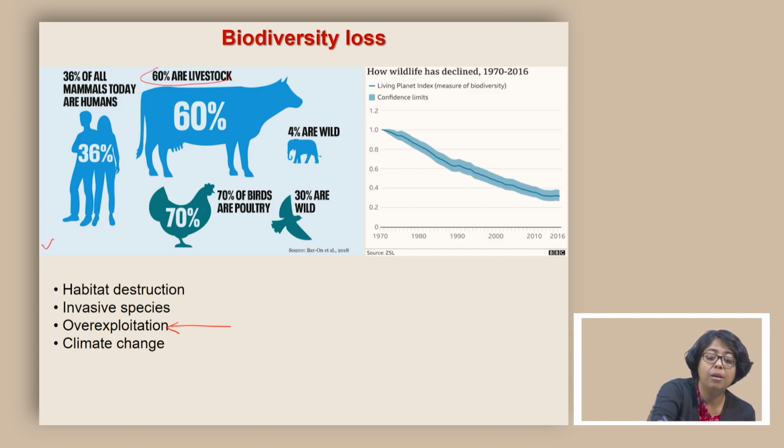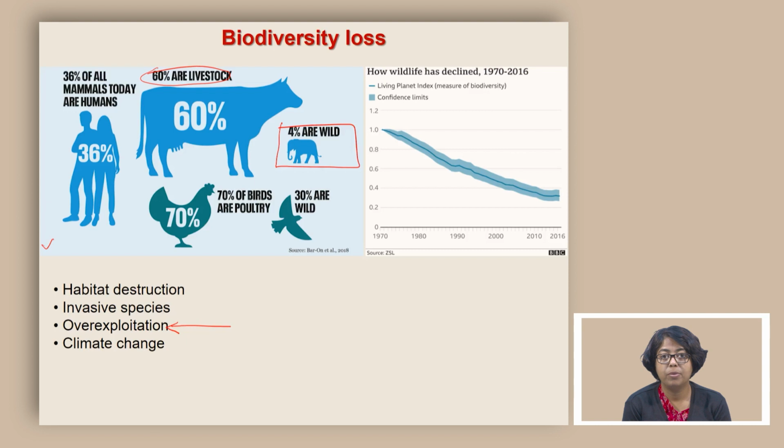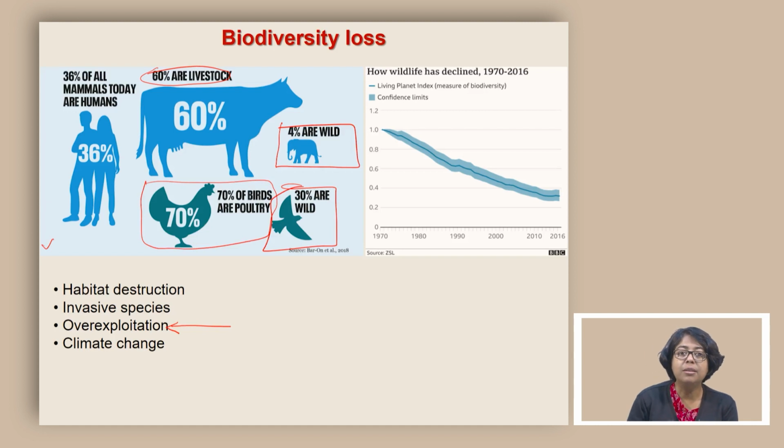60% of all mammals are represented by livestock. It is the cows, it is the pig, everything that we use in some way as a food source. Only 4% of all mammals are wild in today's world. The same is true for the birds. If we look at the birds, only 30% are wild and 70% of the birds are poultry. It includes turkey, chicken, hen, everything, but 30% of all birds are the only ones which are surviving in the wild.